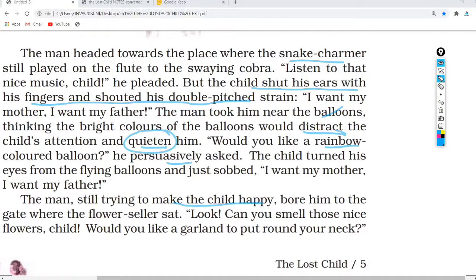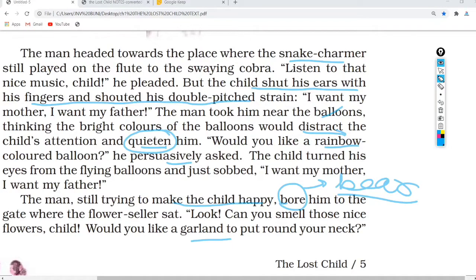to the gate where the flower seller said, "Look, can you smell those nice flowers, child? Would you like a garland to put around your neck?" So now this time the child was taken. Bore comes from bear. The child was now taken to the gate. In front of the gate, what could you see?